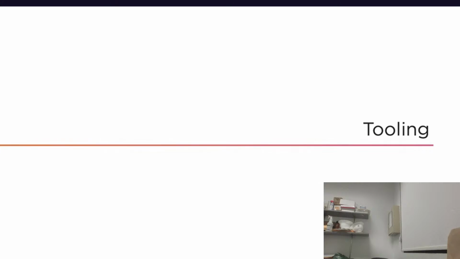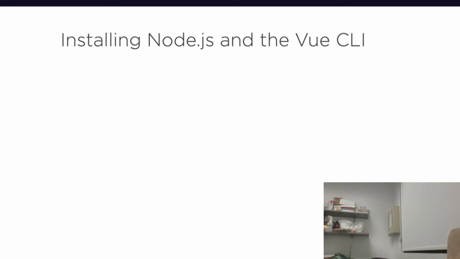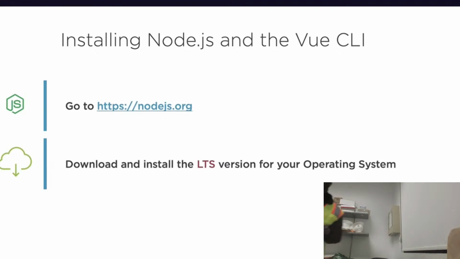The second question we had was what tools do we need and why? Let's take a look at these. First, you're going to want to get Node.js and the Vue CLI. Now you can go to this link here at nodejs.org to get Node, download it, and install it. Make sure you're getting the LTS version for your operating system that you are using.